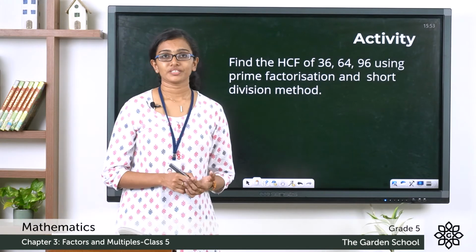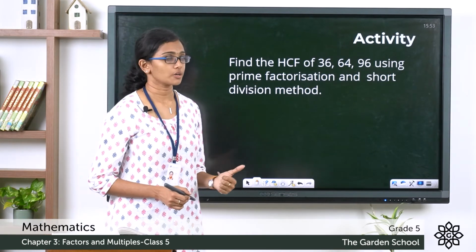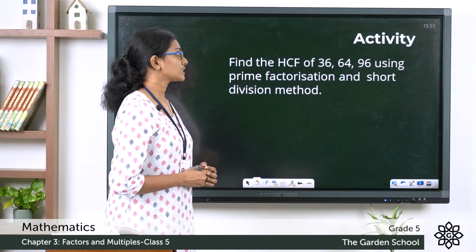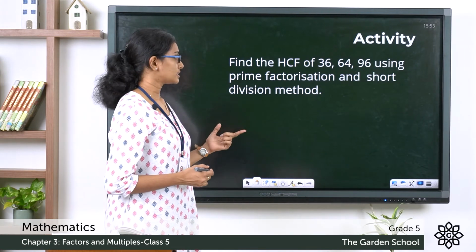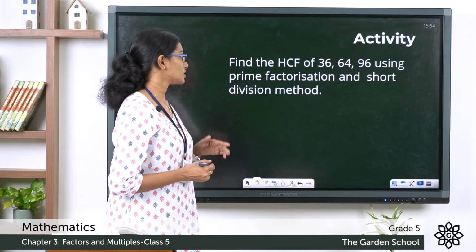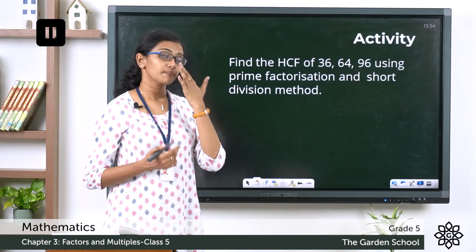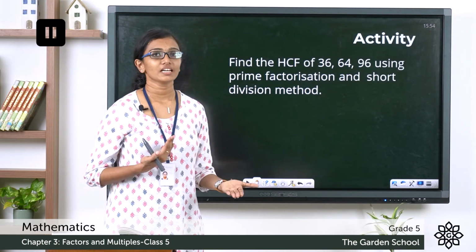Now, we will do one activity. You can note down this question in your notebook. Find the HCF of 36, 64, 96 using prime factorization and short division method. You can pause the video, finish the activity and come back.